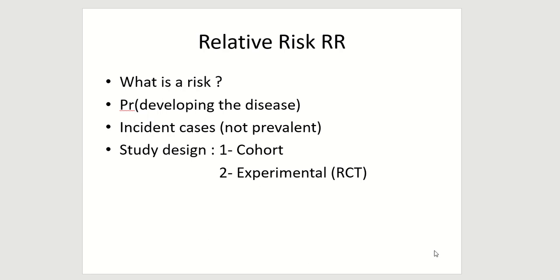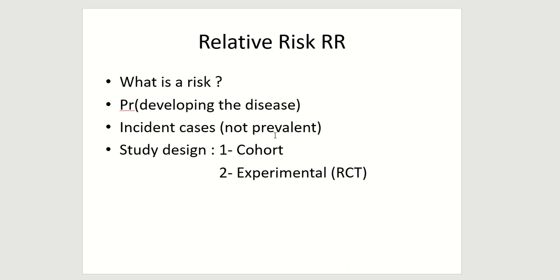So we're going to start off with something called a relative risk. And to do so, we're going to start by talking about what a risk is. Basically, a risk is the probability of developing the disease. To be able to calculate a risk, you need to look at incident cases or new cases, not prevalent, not those that already exist, but they have to be new cases.